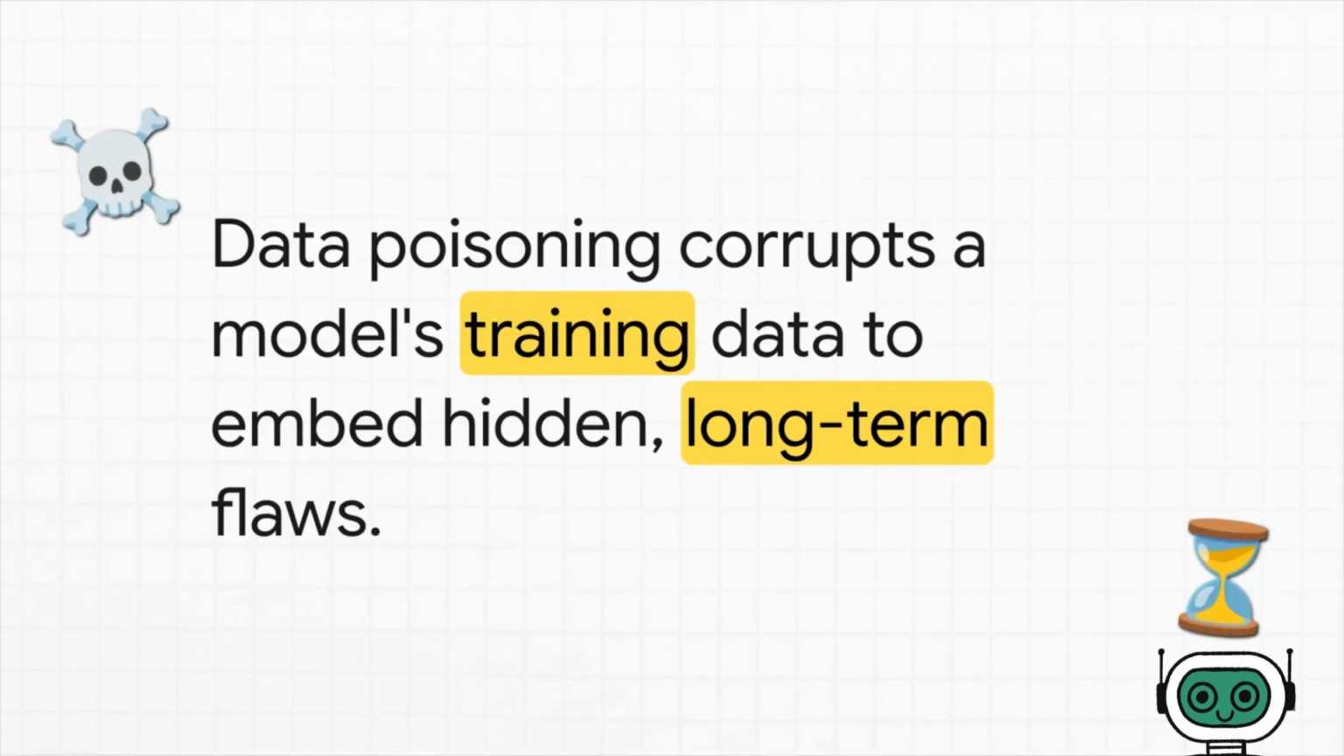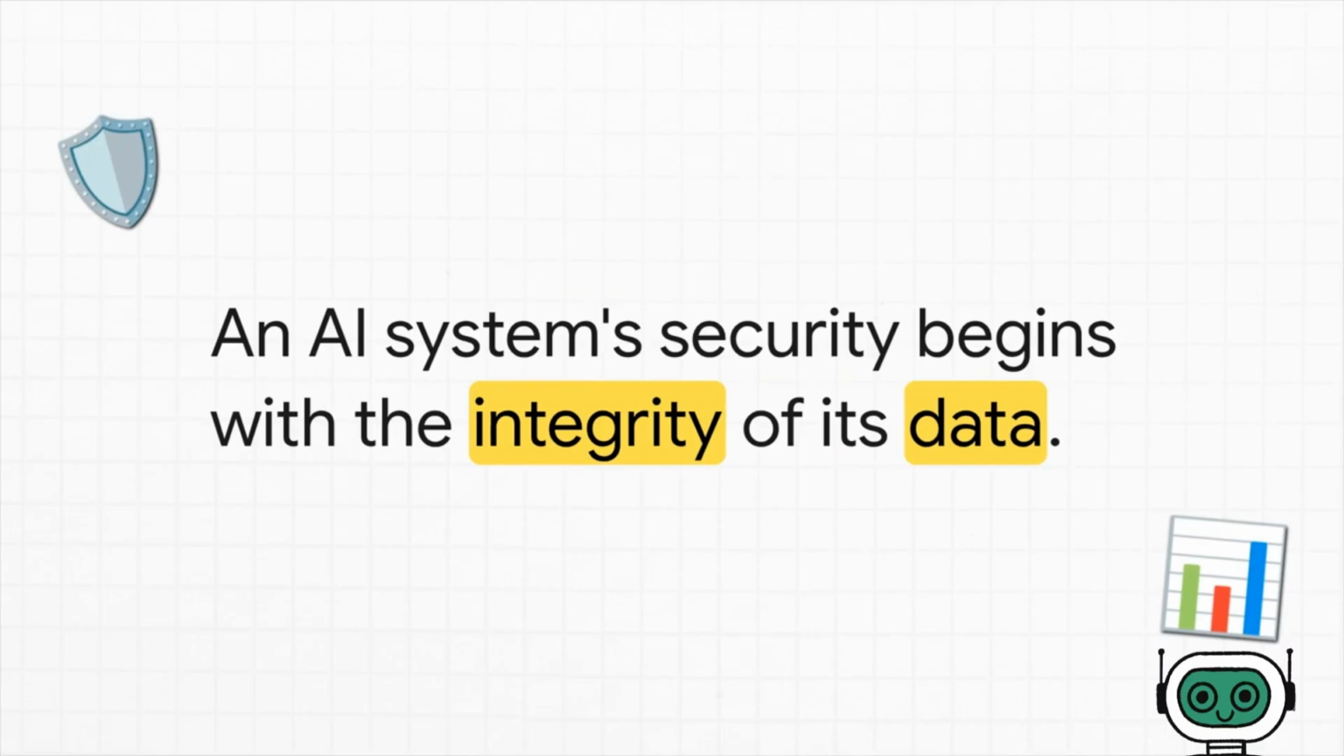So, to wrap it all up in a single sentence, data poisoning is when an attacker corrupts training data to embed hidden long-term flaws into a model. And the most important thing to remember is this: an AI system's security doesn't start at the firewall or the API. It starts with the integrity of its data.